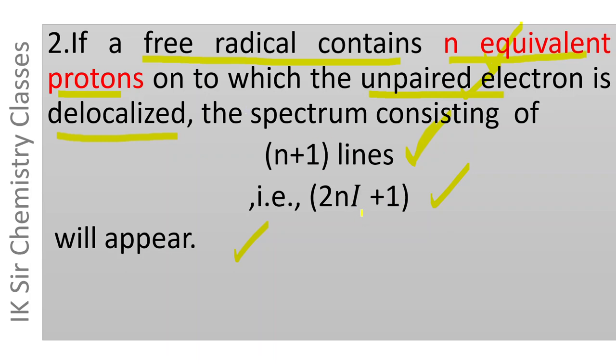Here, in the case of proton, the value of I is 1 by 2. The 2s will be cancelled out and the net result will be n plus 1. It can be understood as follows.